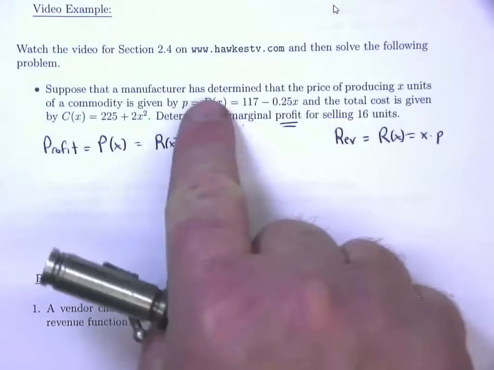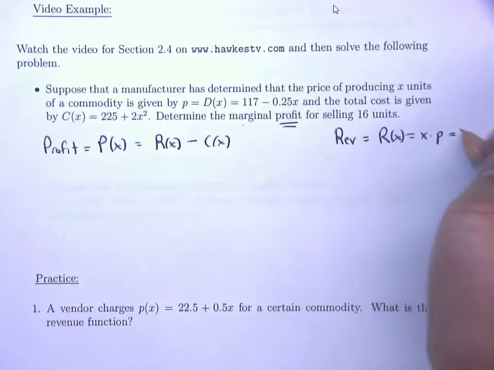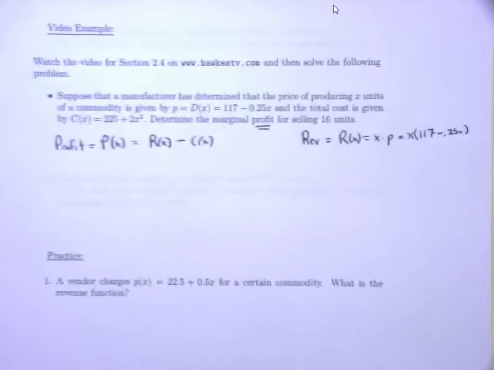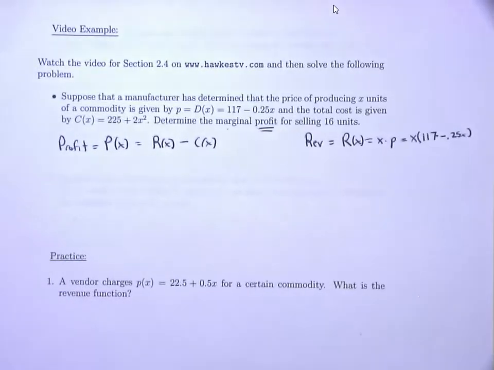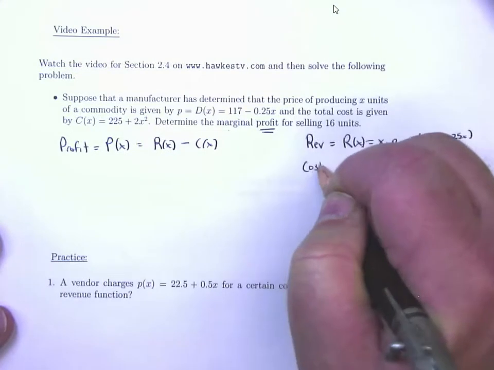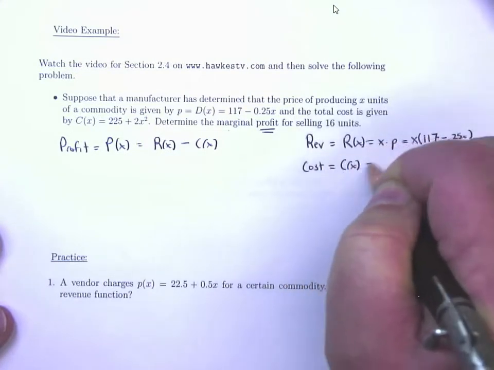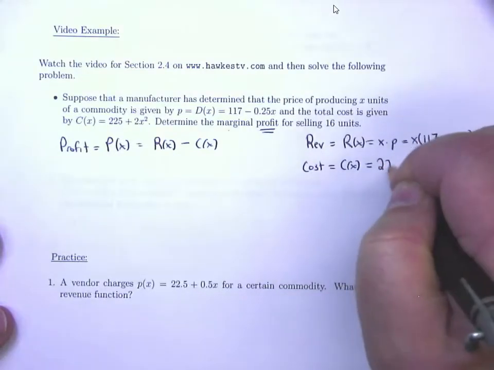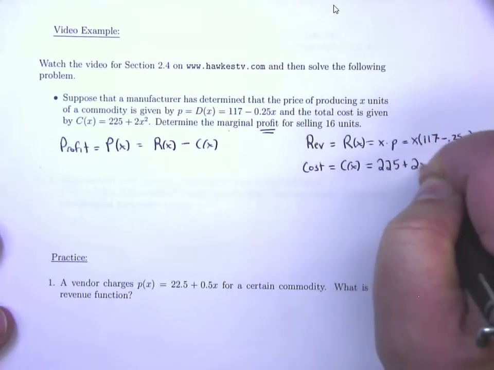And they gave me the price equation. So this is going to be x times 117 minus 0.25x. I'll clean it up later. There it is, okay? And then I need cost. My cost equation is called C of x. Well, Merry Christmas, they gave that one to me, so I don't actually have to do anything. That's just 225 plus 2x squared.